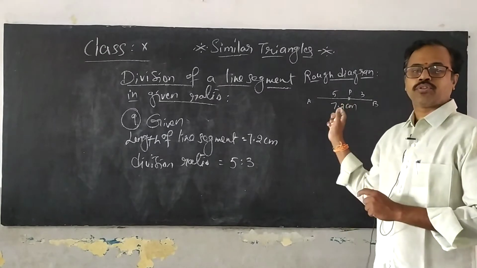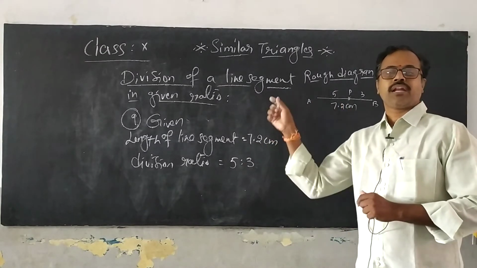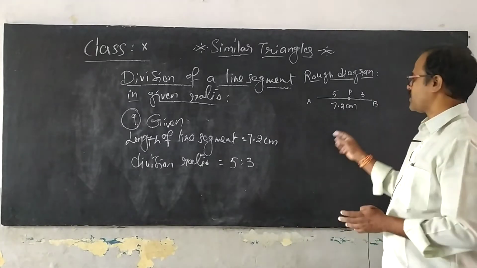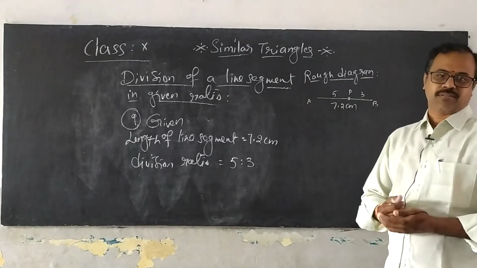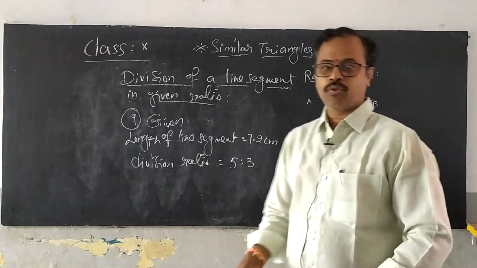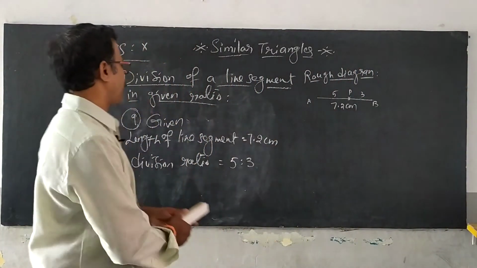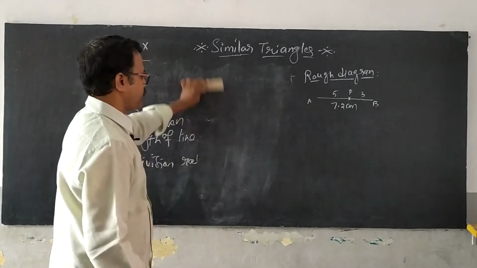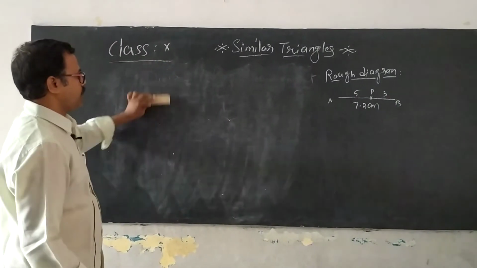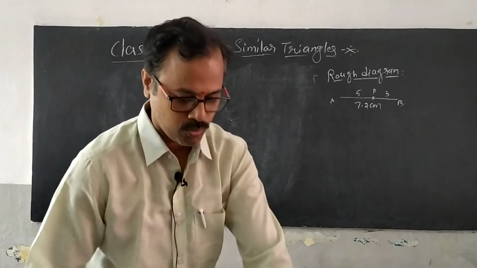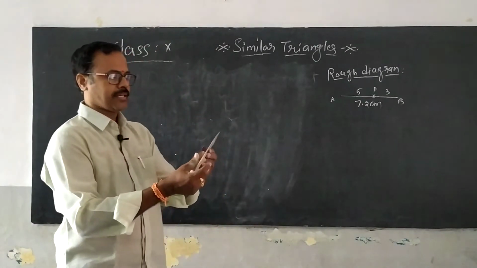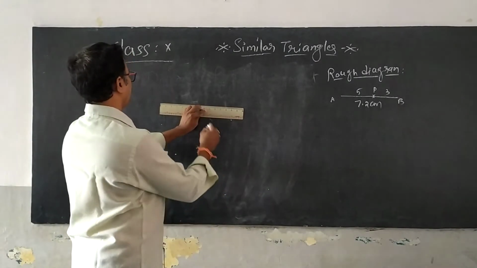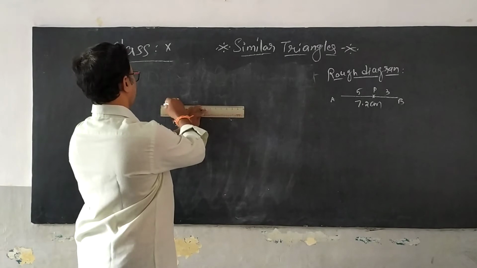Clearly, we are going to use the basic proportionality theorem to divide the given line segment. Right. So how do we make the construction? Let us see that one. So first of all, take the scale and draw the line segment with 7.2 centimeters. Here I take the scale. Now I am going to draw a 7.2 centimeters line segment.